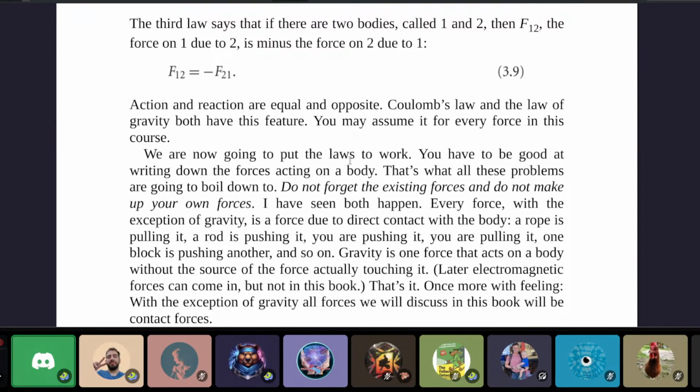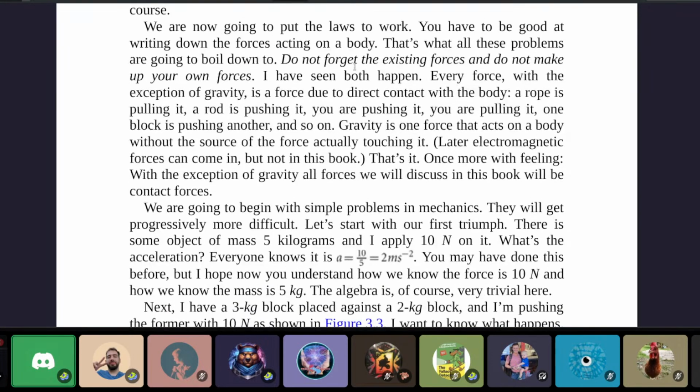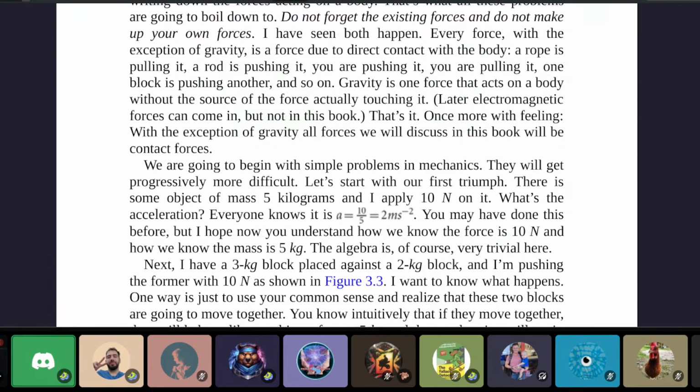We are now going to put the laws to work. You have to be good at writing down the forces acting on a body. That's what all these problems are going to boil down to. Do not forget the existing forces and do not make up your own forces. Yeah, don't want to do that.